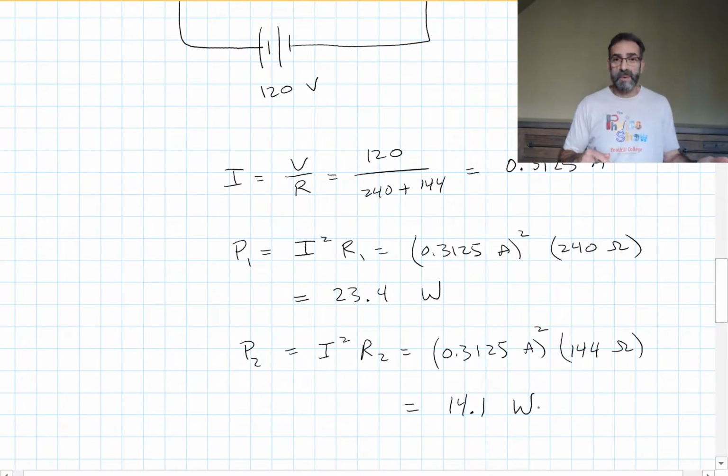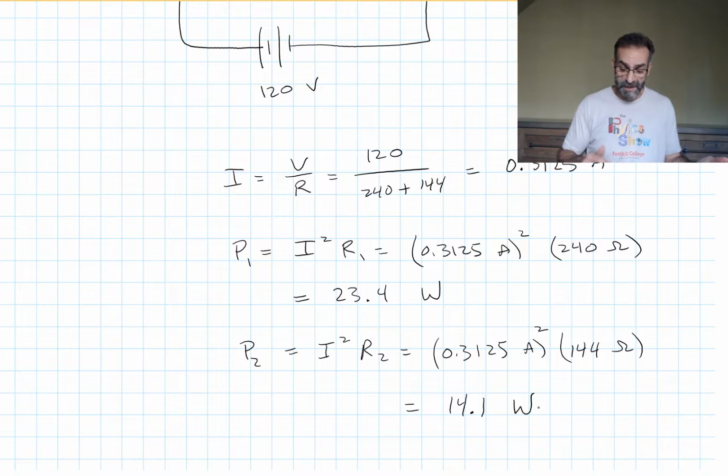And our 100 watt light bulb would only dissipate 14.1 watts in this configuration. That tells us that light bulb 1, the 60 watt light bulb, would be brighter than the 100 watt light bulb if it's hooked up in series with it.